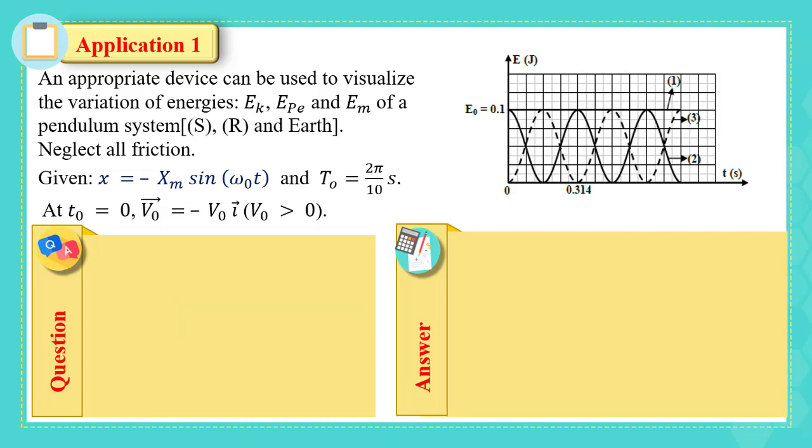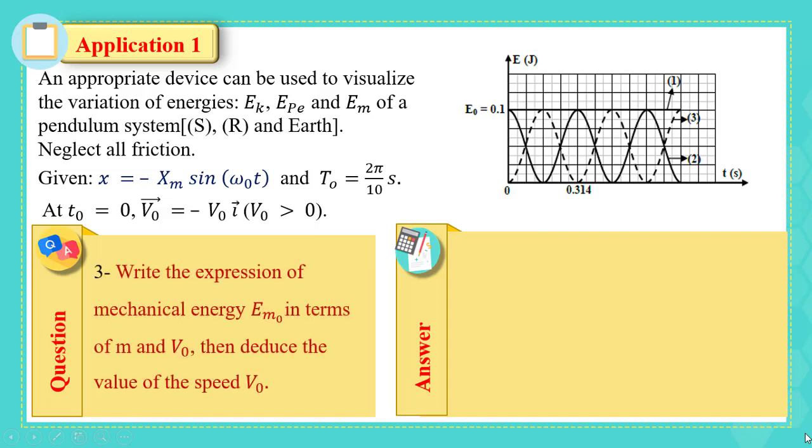Part 3. Write the expression of the mechanical energy, EM0, in terms of m and v0, then deduce the value of the speed, v0. To solve this part, just start with the expression of the mechanical energy at t0. Then the mechanical energy, EM0, is E0 from the graph, and at the same time, its expression is half mv0 squared plus half kx0 squared. But they want us to find it in terms of m and v0. So at t equals 0, we have x equals 0, thus the elastic energy is 0. Then the mechanical energy EM0 is just half mv0 squared.